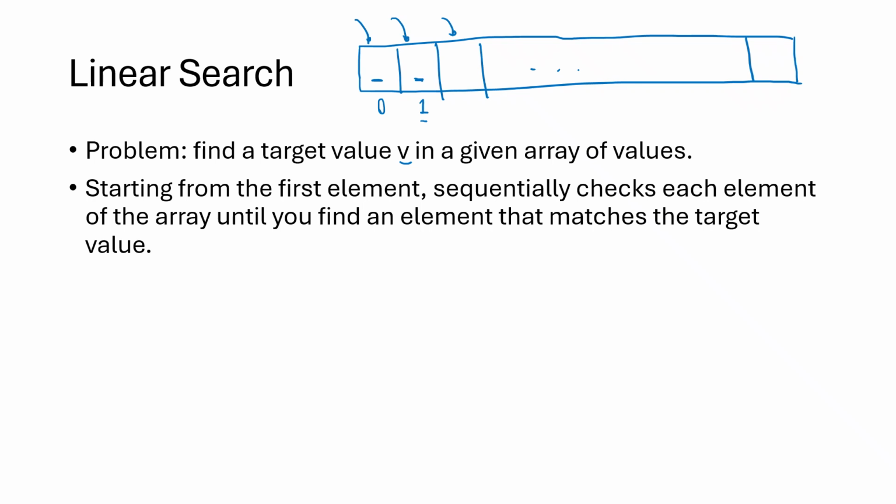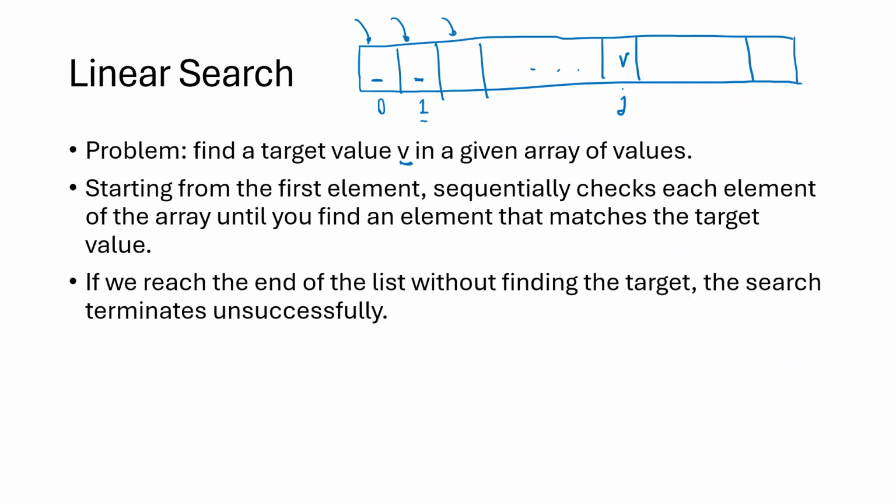It's either that somewhere along the way at some index, let's say j, it finds the value that is exactly the same as the value you're looking for. And in that case, it returns that index j and terminates. Or it could be that it goes through the data structure, the array or the vector, all the way to the end, and it never finds the target value v anywhere in the sequence. And in that case, it returns something that represents the failure of the search. So for example, it can return -1. So that's the idea of linear search.